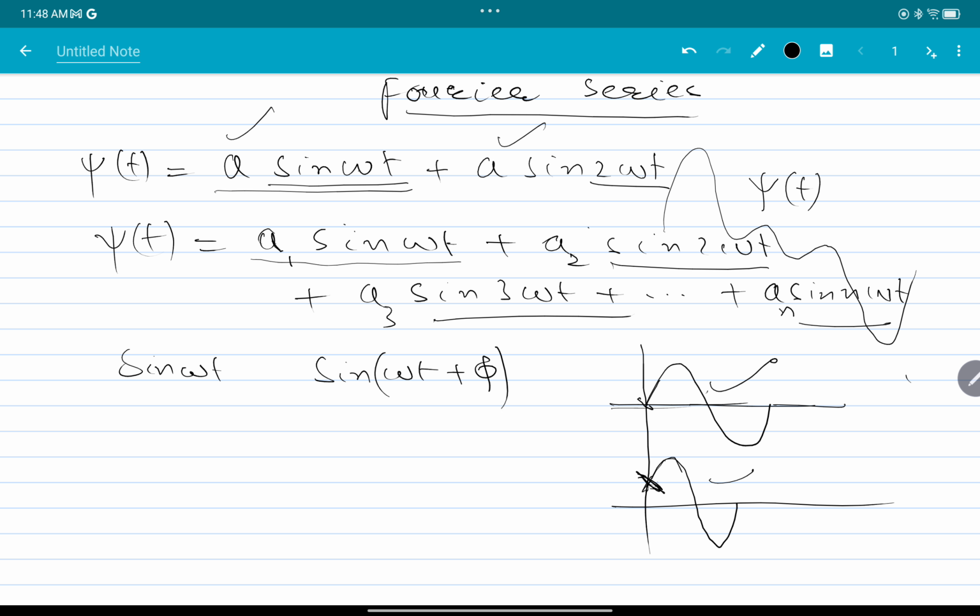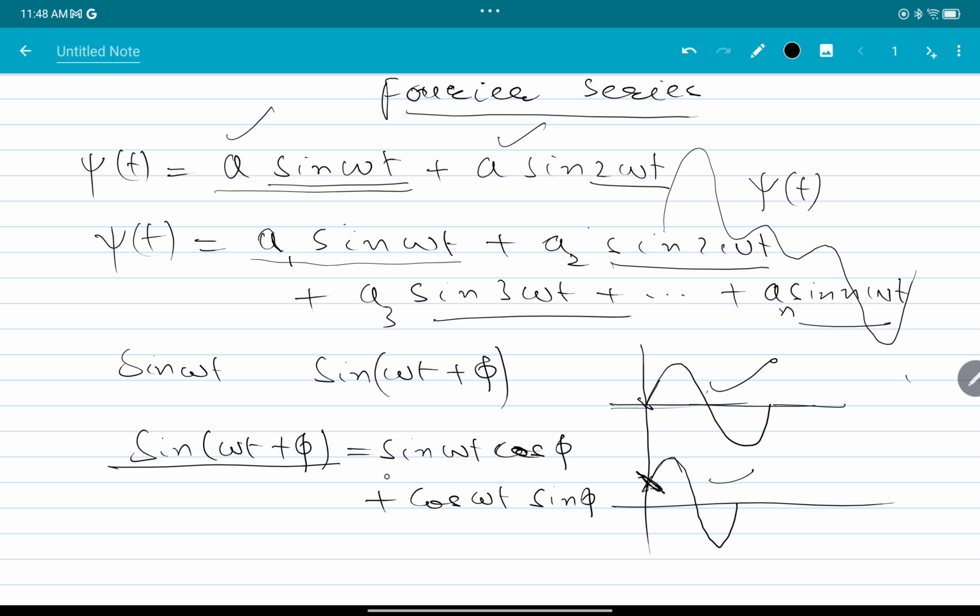Now if we do this, we have an alternative option. Instead of writing sine omega t plus phi, we can write sine omega t plus phi is equal to sine omega t cos phi plus cos omega t sin phi. That means this single term can be split into two terms, this and this.